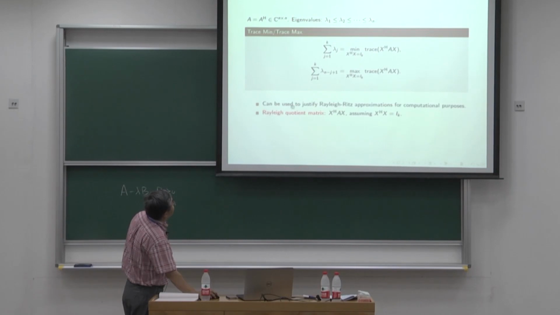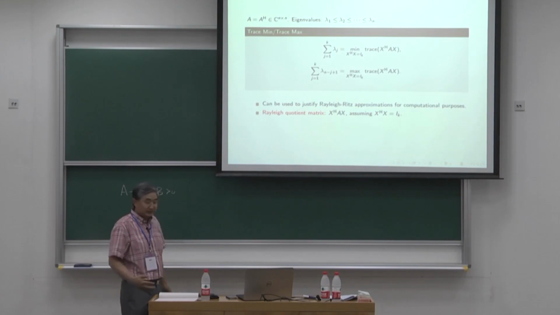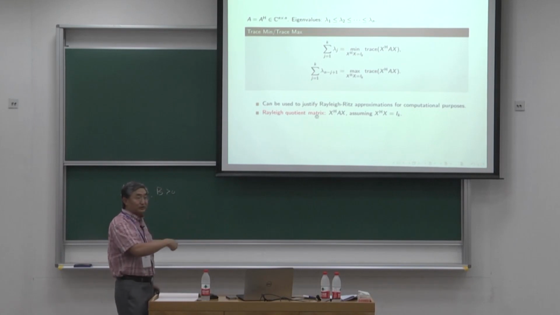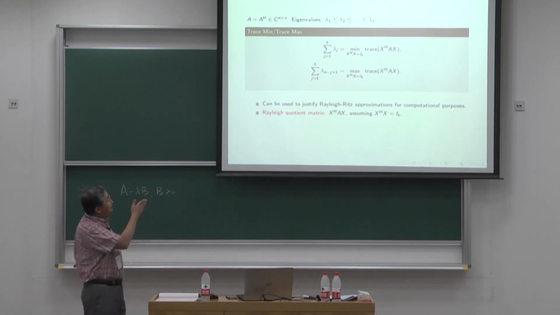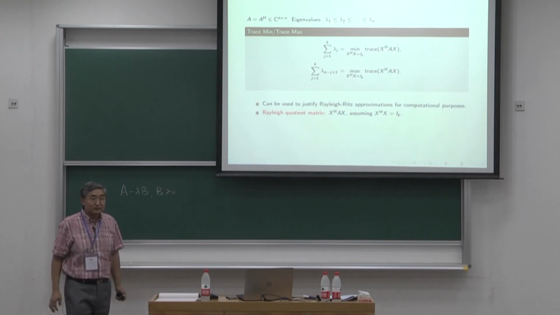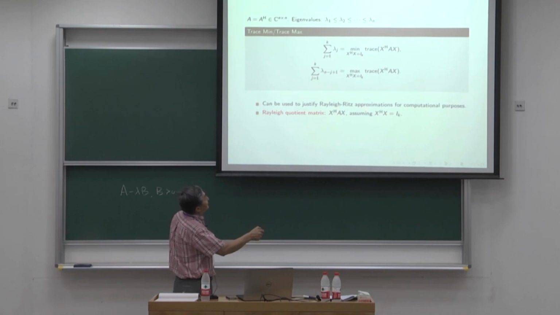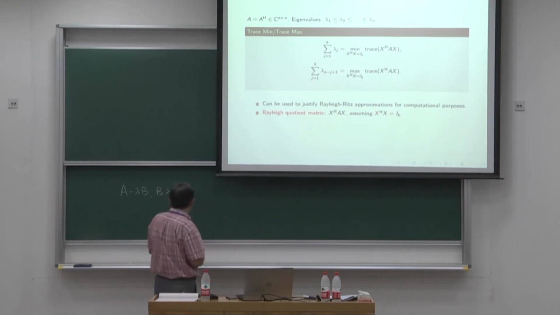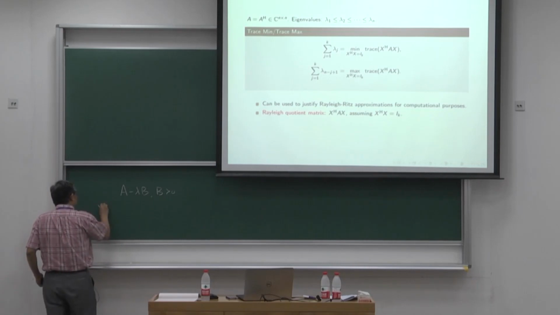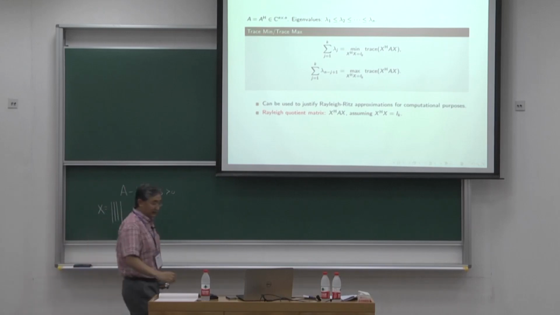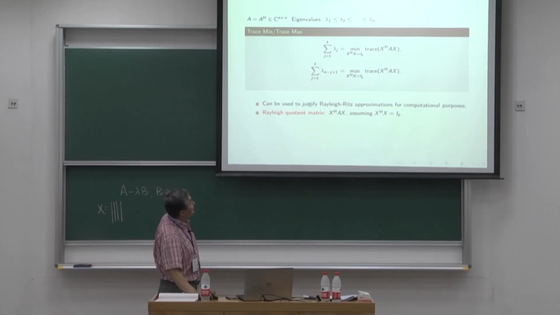Again, this can justify the Rayleigh-Ritz procedure. Also, in the previous slides we talked about the Rayleigh quotient. Now, naturally, you can define the so-called Rayleigh quotient matrix. Before it was a scalar, now it's a matrix. So X has several columns, with X^H X equal to I_k, and this would be a k by k matrix.